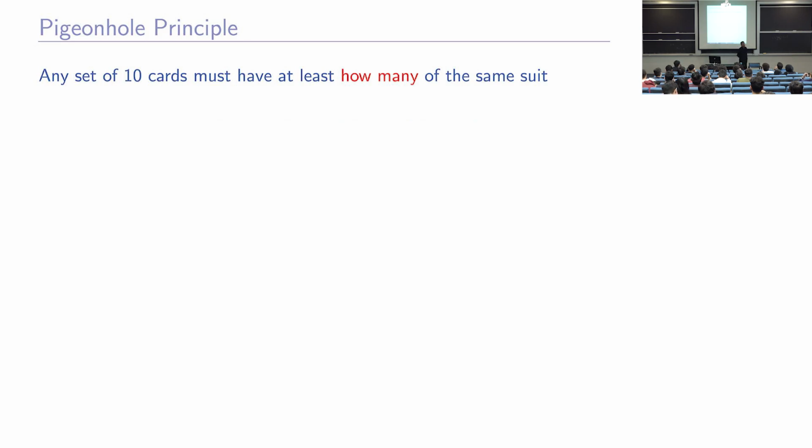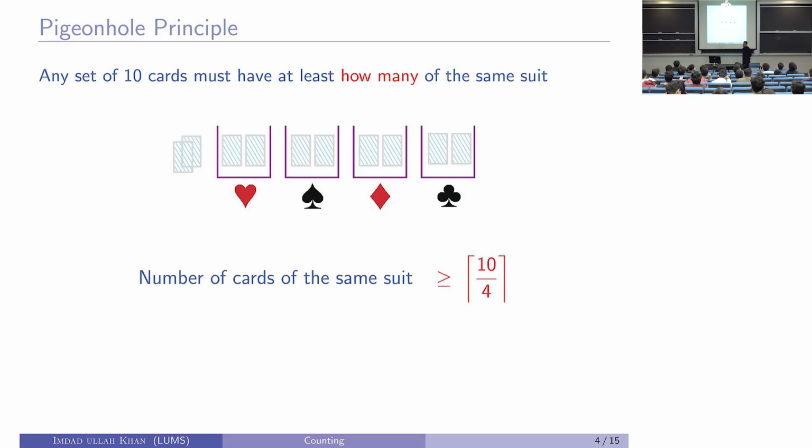3, 3, 2, 2 is what? So there could be 3 from one suit, 3 from the other, 2 from one, 2 from the other, or at least 3 of them. Yeah. So this 3 you cannot avoid, okay?